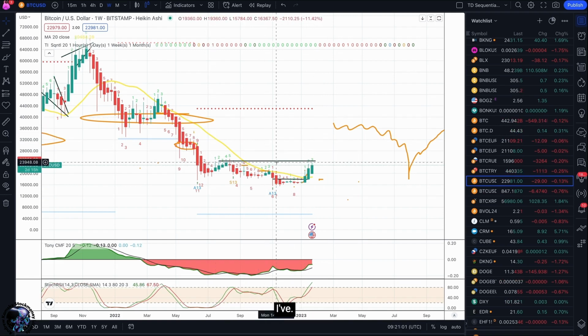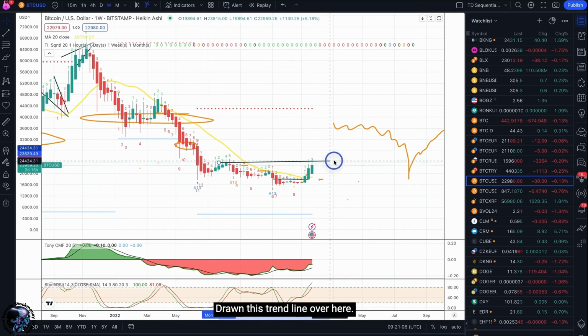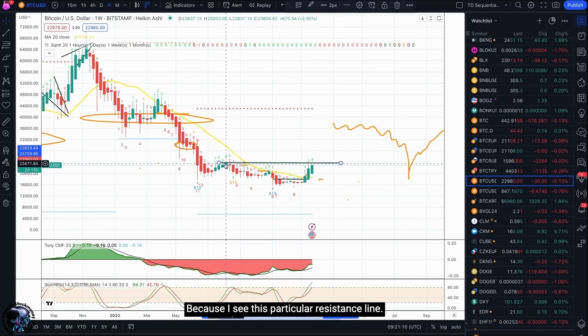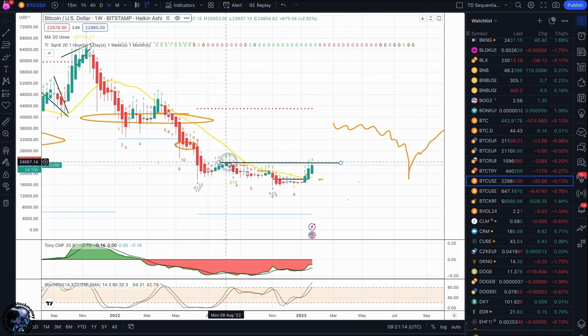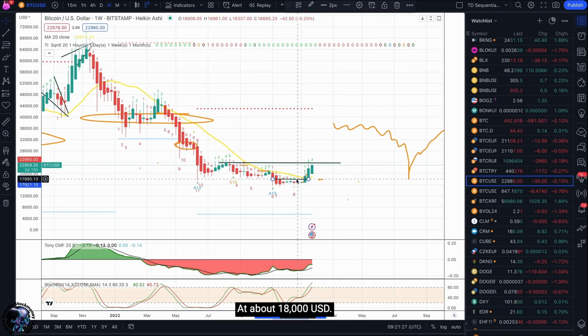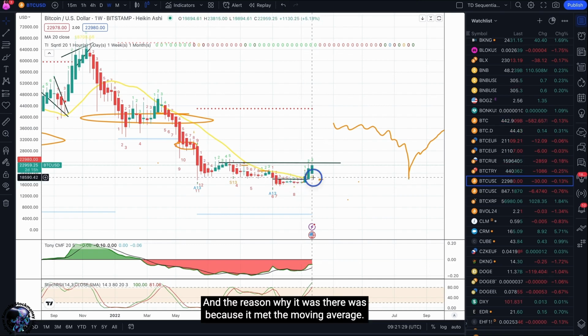Now, I've drawn this trend line over here. Why? Because I see this particular resistance line as interesting at a price of circa 24,000 USD. One major point of interest was definitely this level here at about 18,000 USD, and the reason why it was there was because it met the moving average.